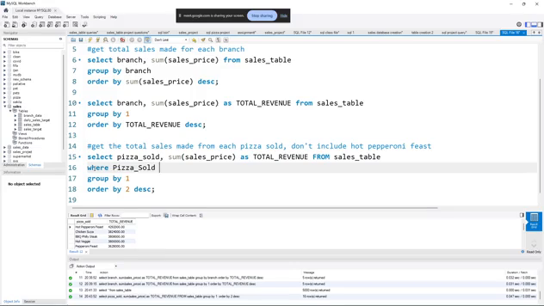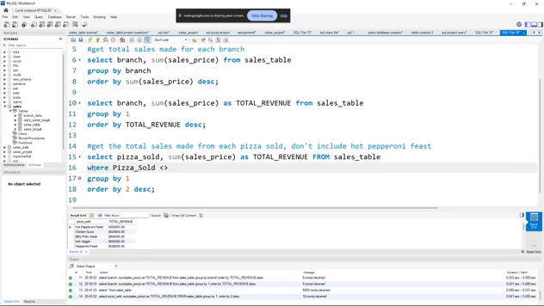So how will I tell SQL that? I will say where pizza sold is what? It's not hot pepperoni feast. So how will I put is not, or is not equals to? How will I do that? Who can give us the sign? The greater than, less than, facing together. Thank you very much, sir.